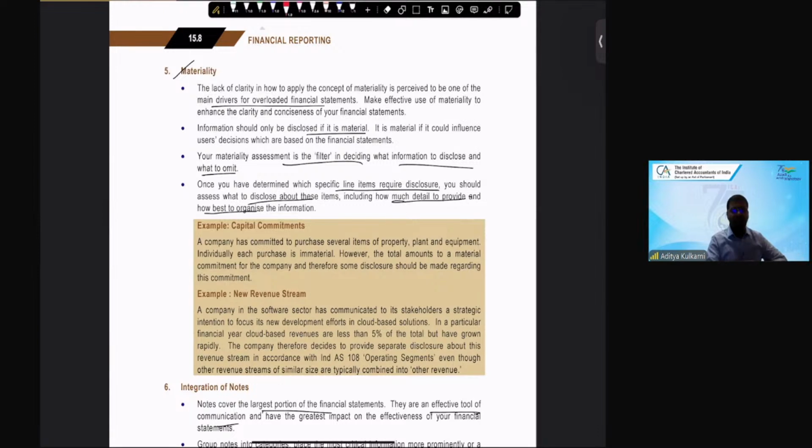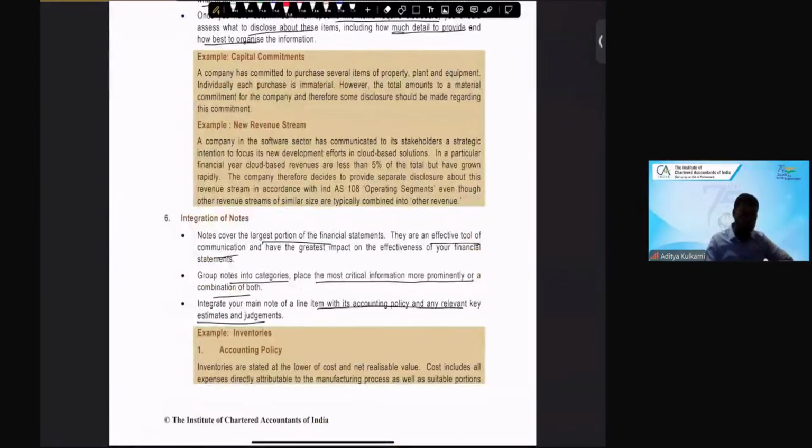Capital commitments, look at the examples of new revenue stream. Integration of notes. Your financial statements comprise of balance sheet, P&L, cash flow statement, statement of changes in equity. These four things are 3.5 to 4 pages. Your financials run into at least 60 to 70, sometimes even 90 to 100 pages. That means the bulk is your notes. It is the largest portion in the financial statements. They give the greatest impact on the effectiveness of your financial statements.